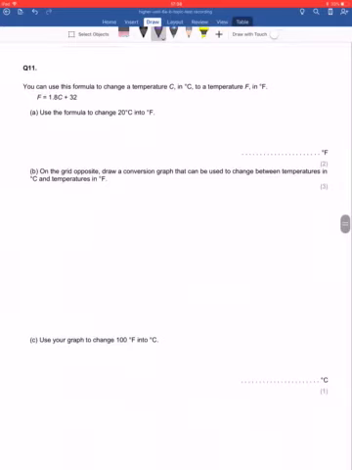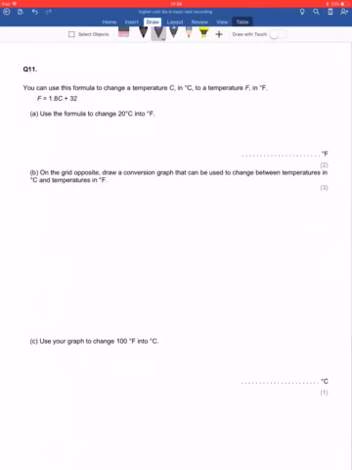Question 11. Okay, first bit is just substitution. So F equals 1.8 times 20 plus 32. And you'll get 36 plus 32, which gives you 68 degrees. Right, then on the grid, draw a conversion graph.